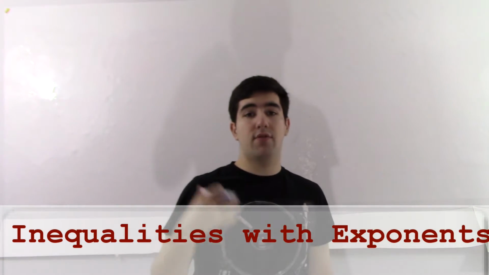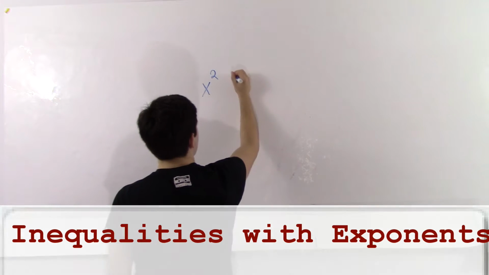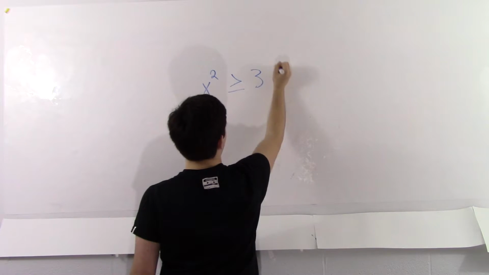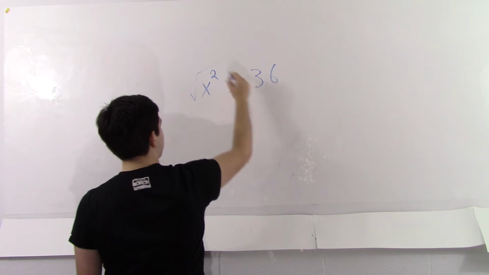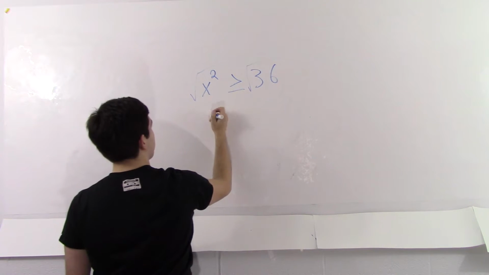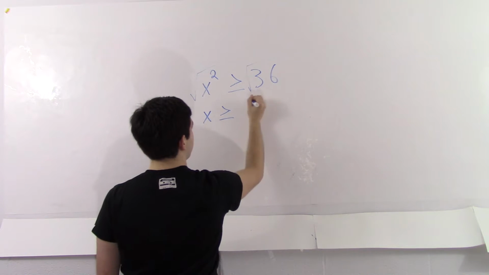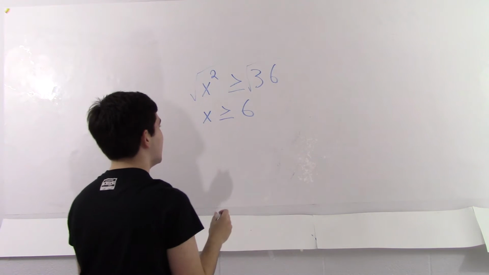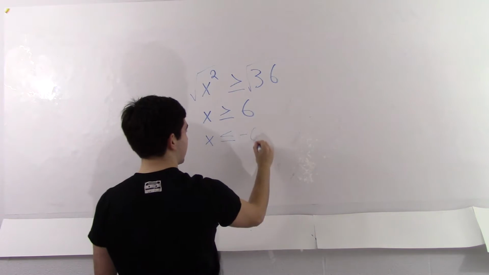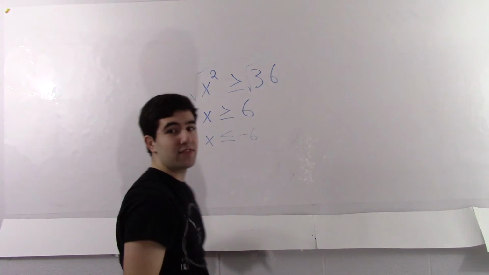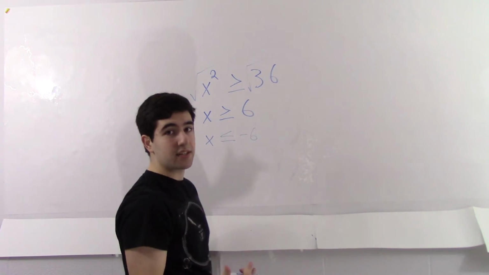Now let's work with if we have a squared inequality. If I have x squared is greater than or equal to 36, again, we treat it like a regular equation. We get the square root, and we would have x is greater than or equal to 6. But in this case, we're actually going to have x is less than or equal to -6. Because don't forget, whenever you take a square root, you have to have the positive and negative number. Because -6 times -6 makes a positive 36.